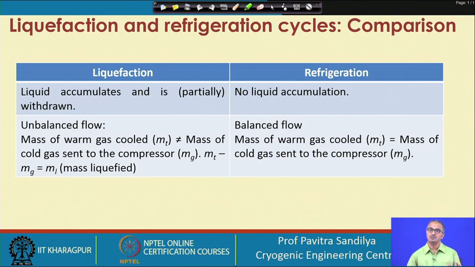So, that means these two amounts, that is the amount that is cooled and the amount that is recycled, are not the same, and the difference between the two is the amount of the liquefied gas. So, this is an unbalanced flow. On the other hand, if you talk of refrigeration, it is a balanced flow, meaning whatever amount is cooled from the compressor, the same amount after undergoing the cycle is sent back to the compressor. So, that is how it becomes a closed cycle.